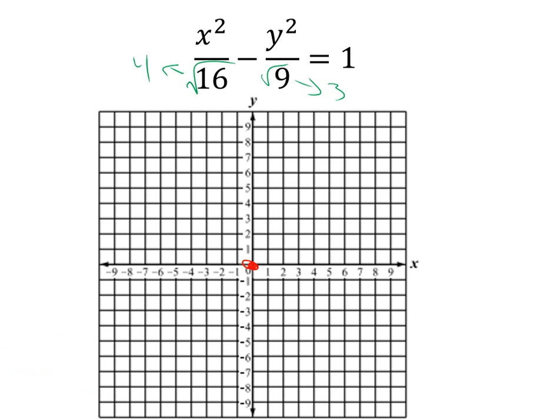Along the x, you're going to move 4. 1, 2, 3, 4, put a dot. 1, 2, 3, 4, put a dot. And then along the y, you're going to put 3 up and down. Okay. And now what we're going to do is that we're going to make a box.